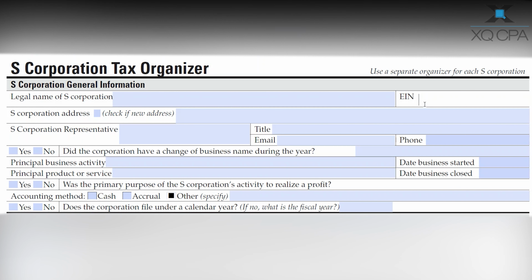The other important section is your accounting method. You do need to disclose or choose your method of accounting, which is cash or accrual.